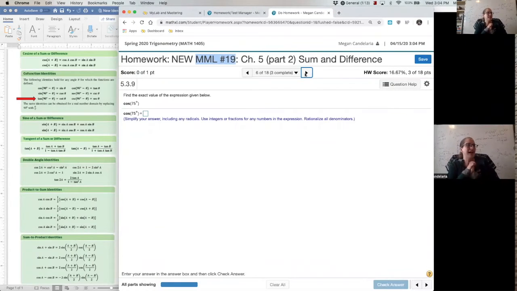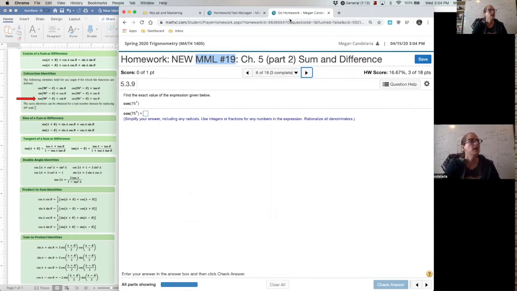Ooh, find the exact value of the expression below: cosine of 75. Now, if you're tempted to go to your calculator and type in cosine of 75, one, make sure your calculator is in degrees and not radians, and two, don't do that because that's going to give you the wrong answer. What this is asking us to do is figure out how we can write 75 as some of those common angles that we're supposed to know the values for. So what do I mean by that?